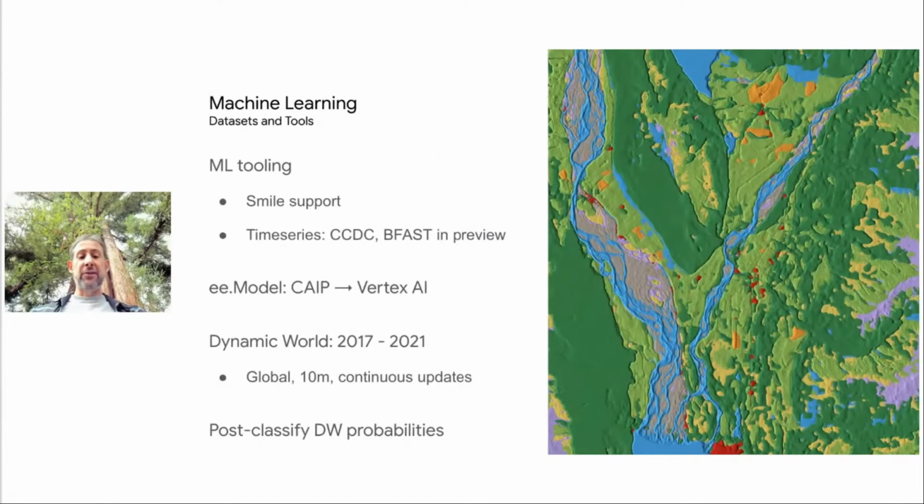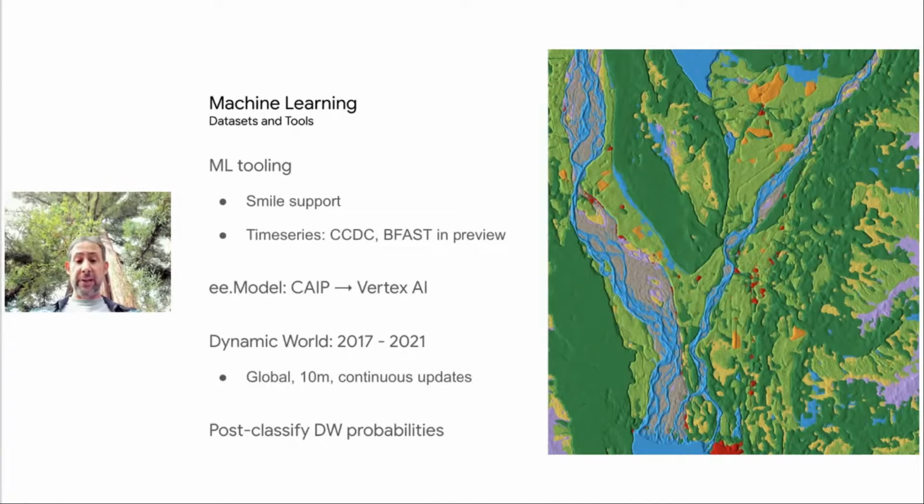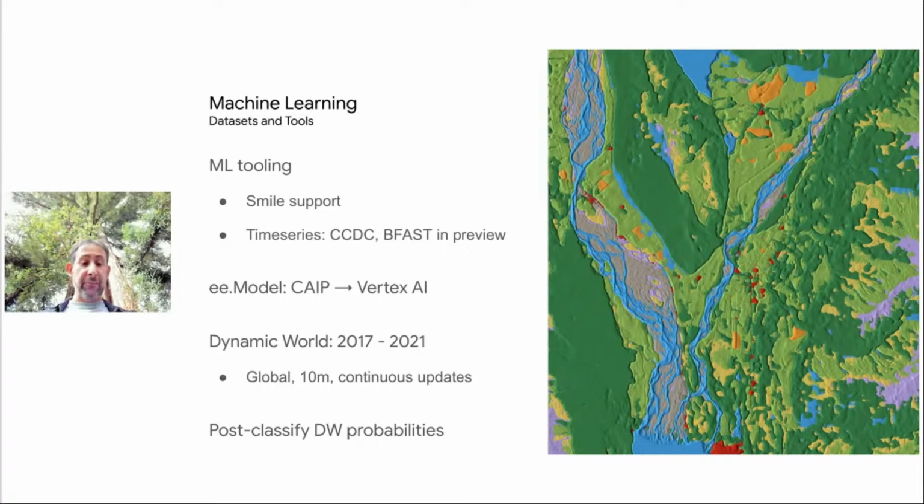There are many ways to use machine learning to classify land cover and identify phenomena of interest to you. We're aiming both to provide tools to make this easy and to provide ready-made datasets for common tasks. We are continuing to provide improvements to our machine learning tooling. We use the SMILE library to support random forest and per pixel classifications, and we're adding further support for temporal segmentation, such as BFAST. You may have been following along how the Cloud AI platform is growing into Vertex AI, and we will ensure that EE.model can take advantage of the new features there.